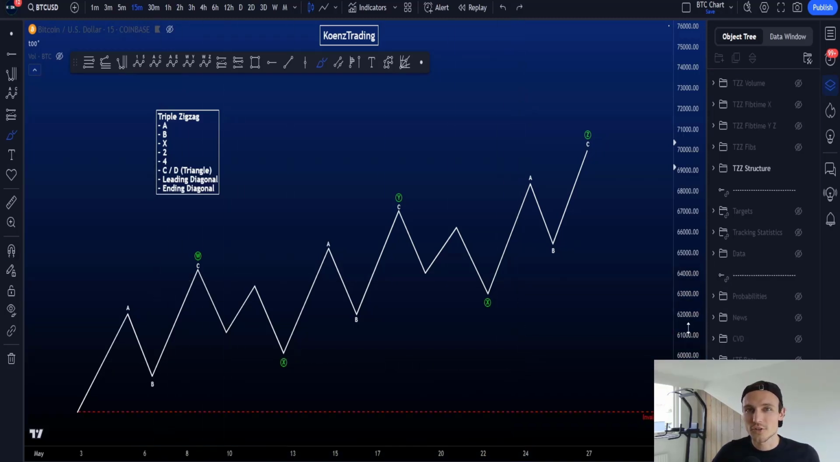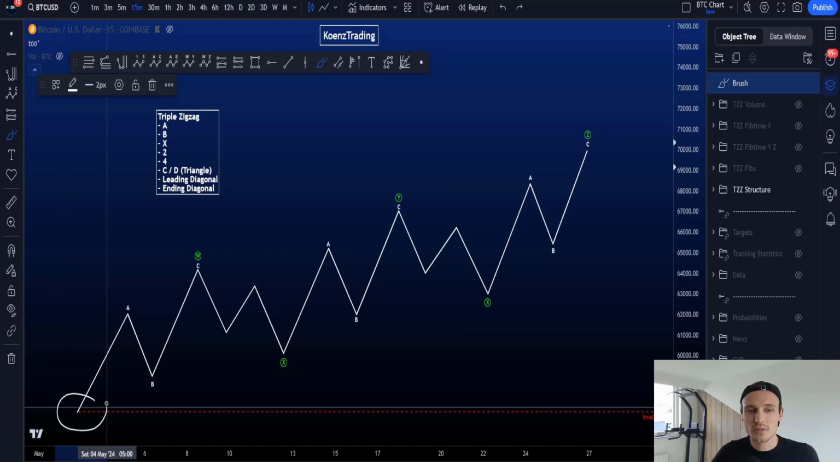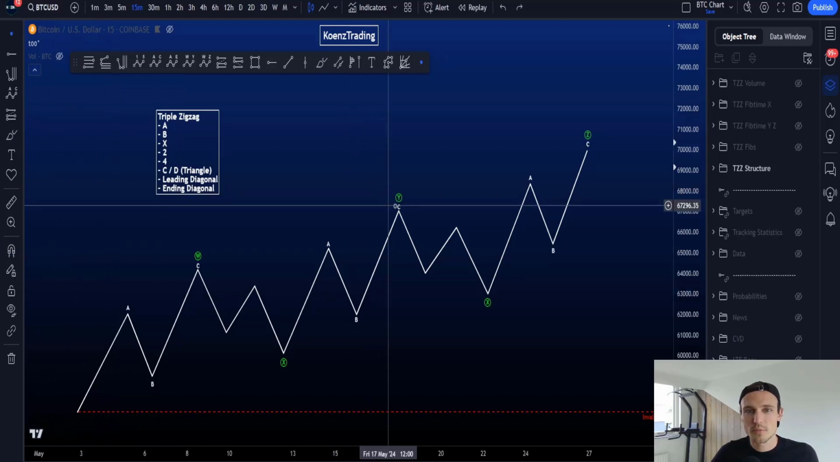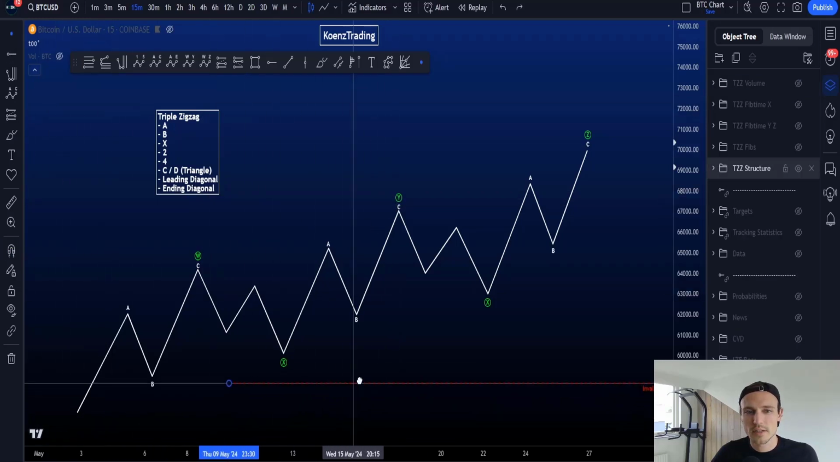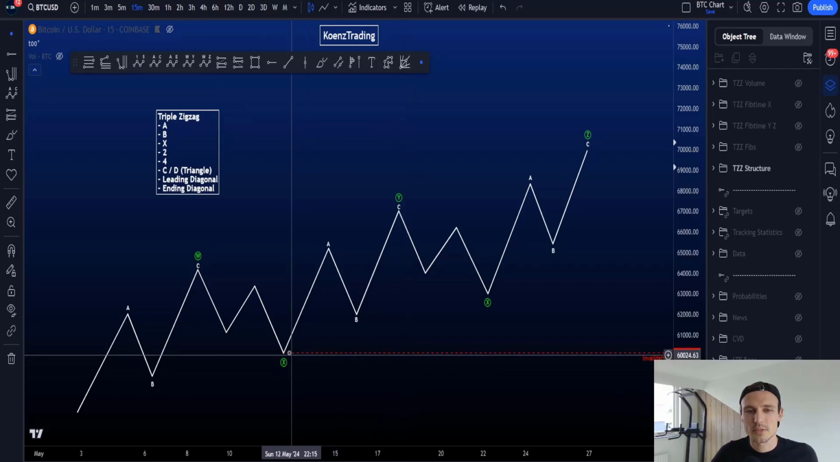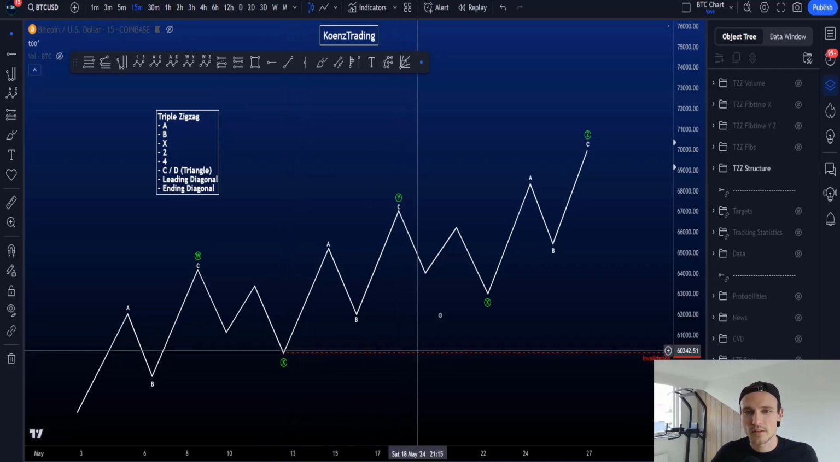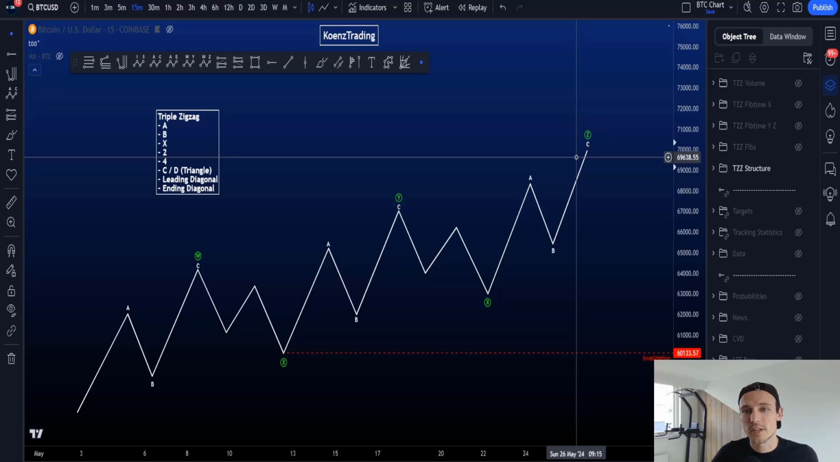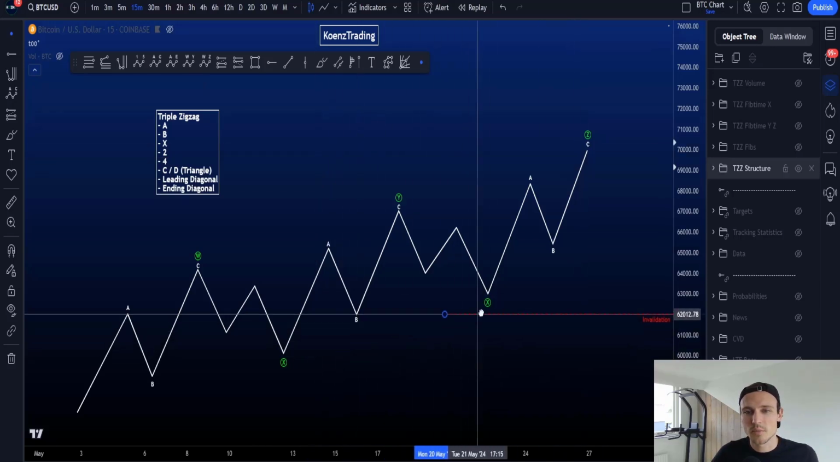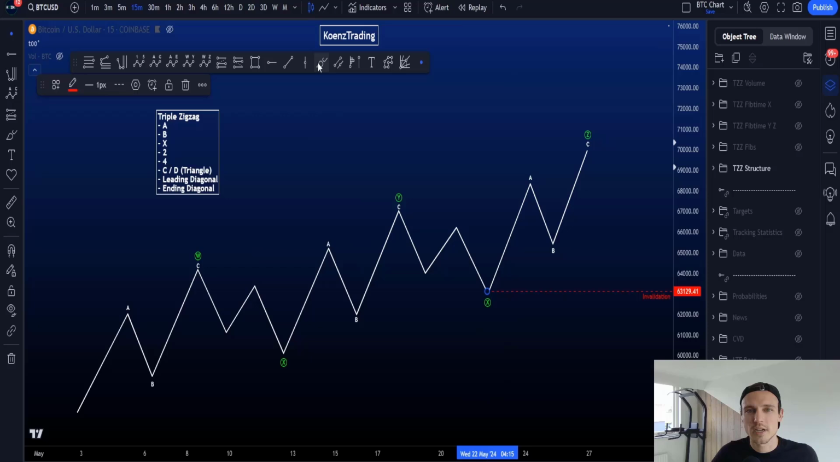The first invalidation of this scenario is the start of your wave W, but the moment you have your wave Y, the invalidation is going to move towards the upside to the low of your first wave X. The moment you move towards the upside for wave Z, that is when the invalidation moves towards the upside to the low of the second wave X.